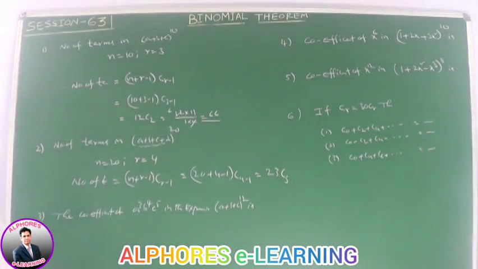Find the value of 23 c3. 23 into 22 into 21 by 1 into 2 into 3. Simplify that value. We get the number of terms in that expansion, or 23 c3. Next, third one.